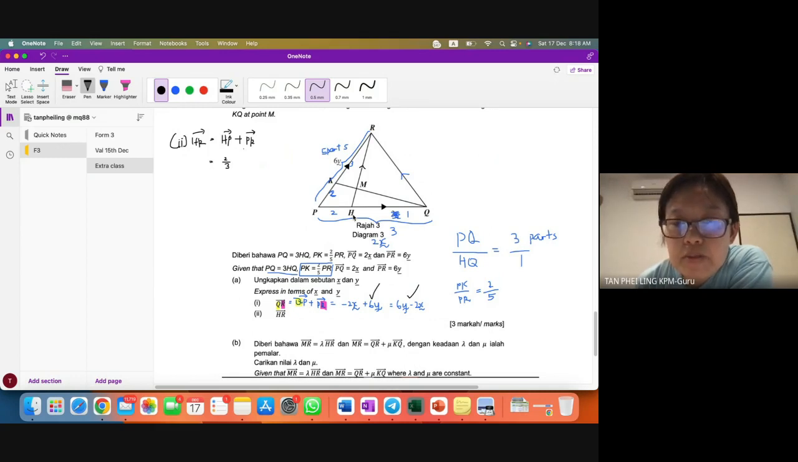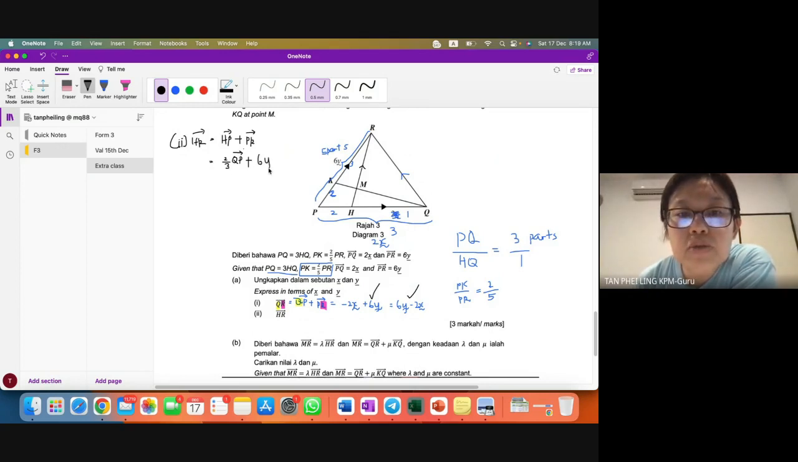But then you must be very careful. Now you are dealing with HP, so you need to deal with QP also. So you are 2 out of 3 parts of QP. Is it clear? I repeat, you want QP because you want the direction to be correct, that is HP. So the HP that you want here is 2 parts out of the whole thing, 3 parts. 2 parts out of 3 parts for QP. Then you plus your PR, which is happily you have your 6y.